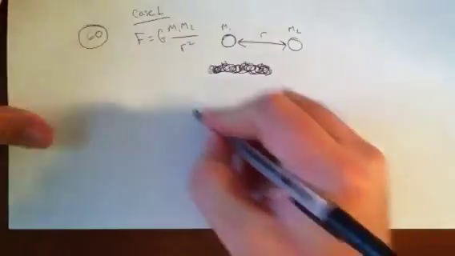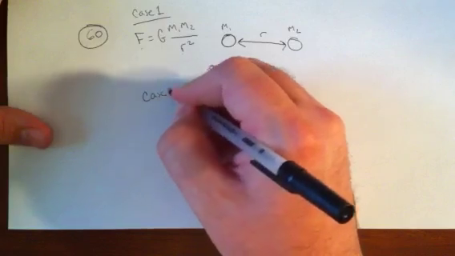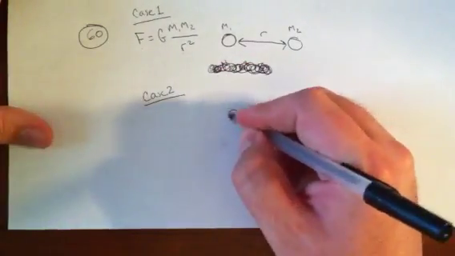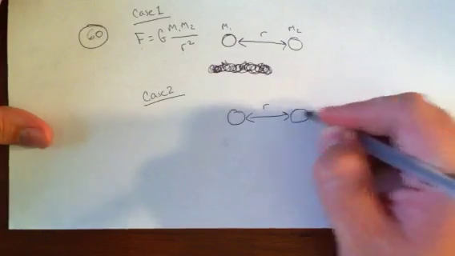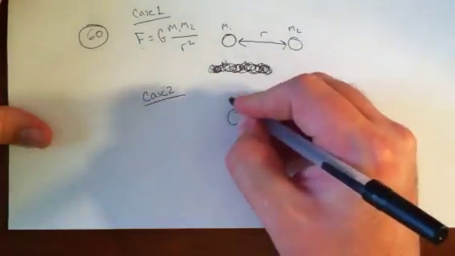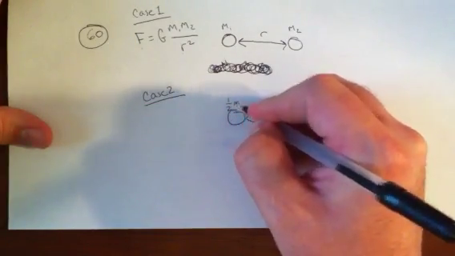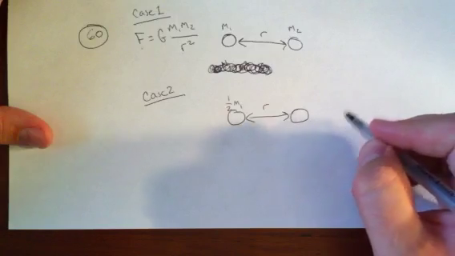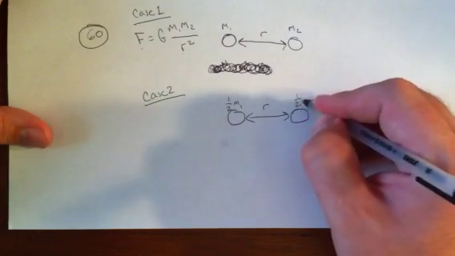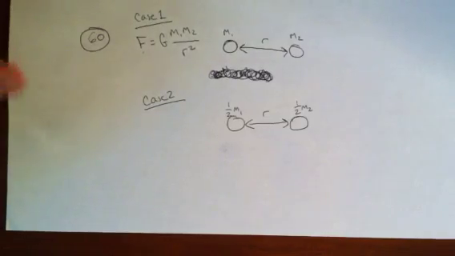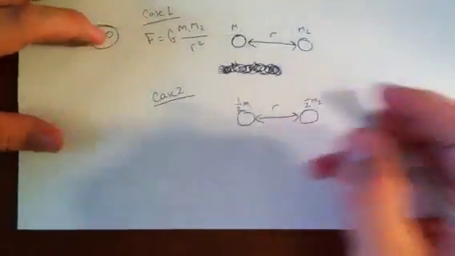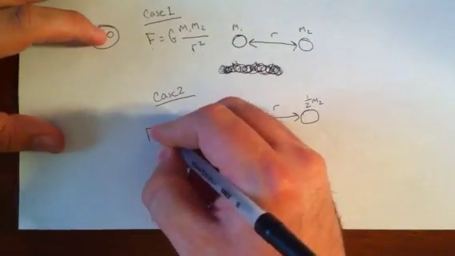That's what we started with. Now let's go to case 2. Now they're separated by the same distance, r, okay? But instead of having a mass of m1, it has a mass of half of m1. And this is half of m2, okay? So now it looks like this, right?